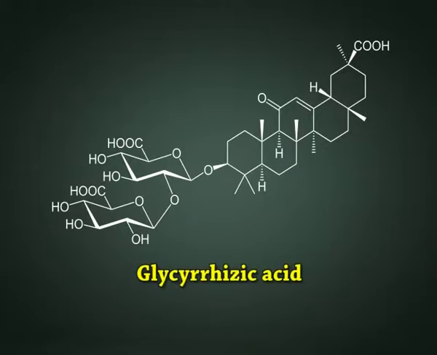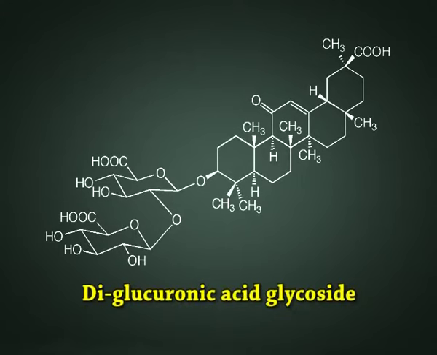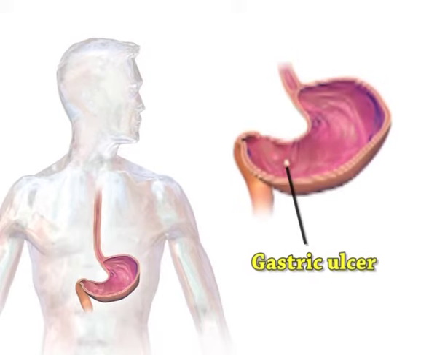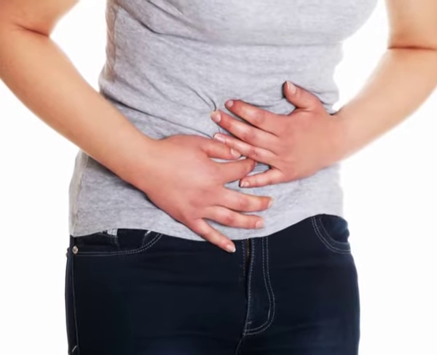It is the calcium and potassium salts of glycyrrhizic acid, which in turn is the diglucuronic acid glycoside of glycyrrhetinic acid. Besides being a valuable flavoring and sweetening agent, licorice has demulcent, expectorant and antispasmodic action. All these activities are attributed to the saponin glycoside known as glycyrrhizin. Recently, glycyrrhizin was also shown to be effective in gastric ulcer treatment and is found to exert cortisone-like action in rheumatoid arthritis and other inflammatory diseases.